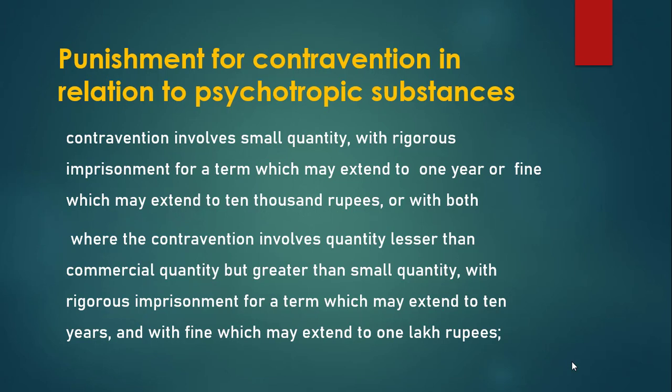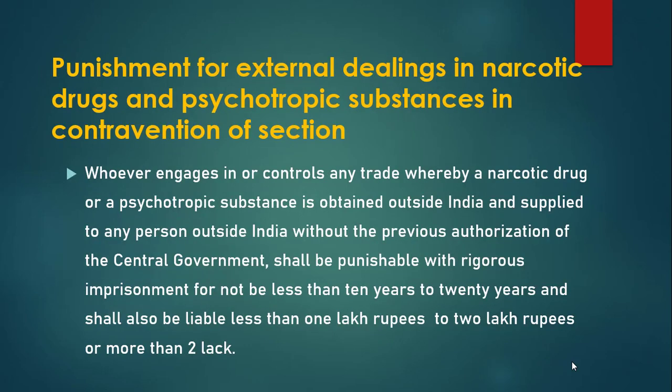Where the contravention involves quantity lesser than the commercial quantity but greater than the small quantity, that means in the middle of less quantity and higher quantity, you will again get the punishment of 10 years as well as a fine of 1 lakh rupees. That is about the punishment for contravention in relation to psychotropic substances. Same as narcotic drugs, you will get the same punishment for psychotropic substances contravention.